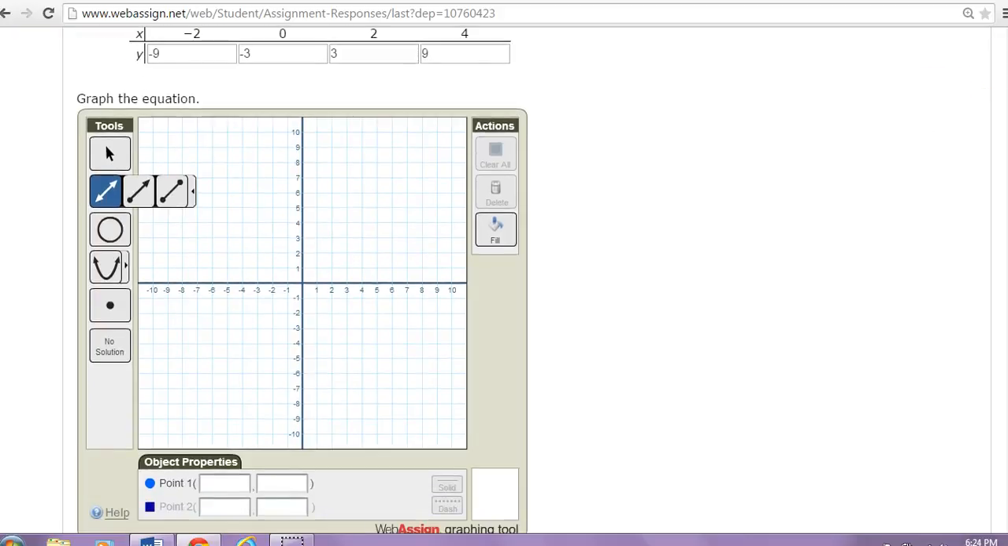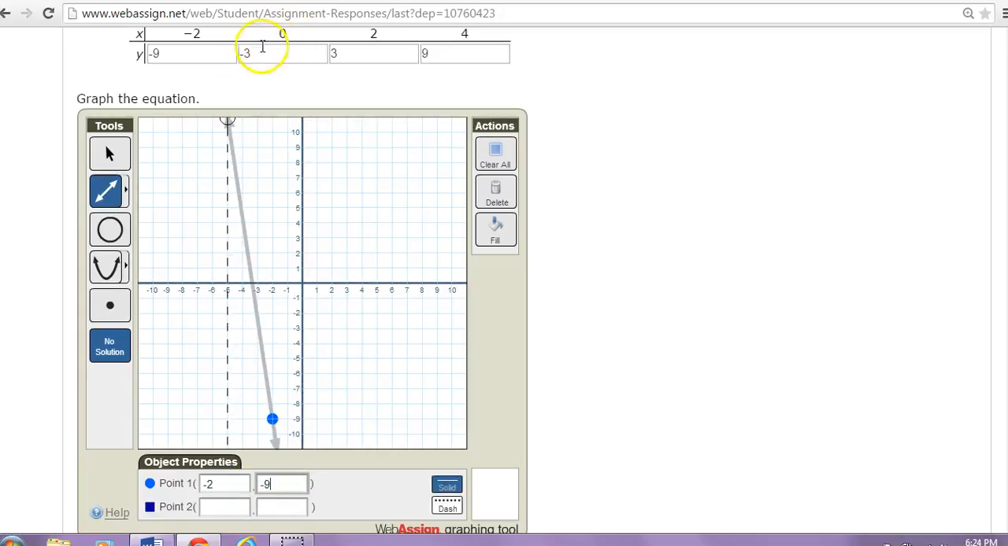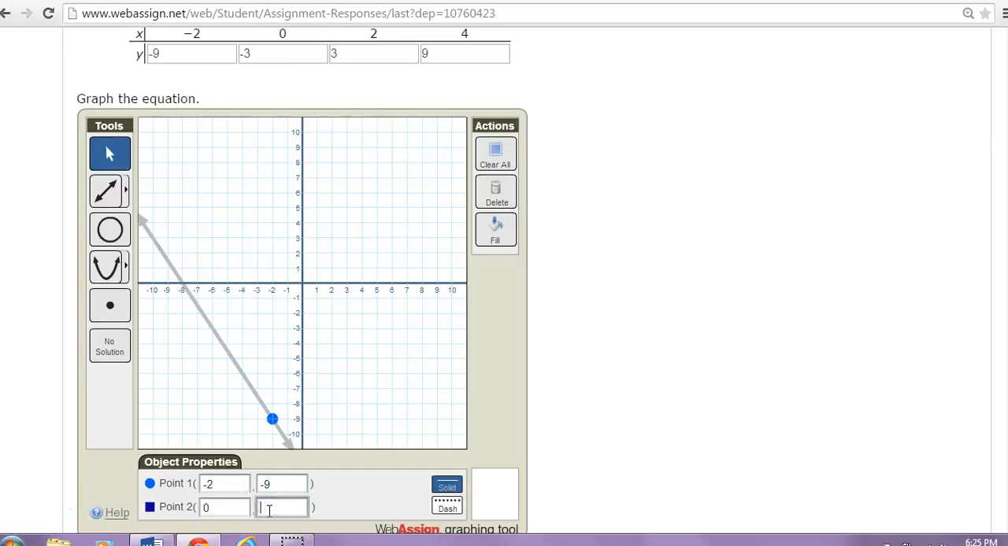Now, what you probably didn't notice is that once you click on this line here, you notice that point 1 pops up. And guess what? You don't have to come up with points here because, hey, these are points up here. For example, -2, -9. So I can just put -2, -9 in. Another point is 0, -3. So I can put 0, -3 in, right? And it automatically graphed my line.